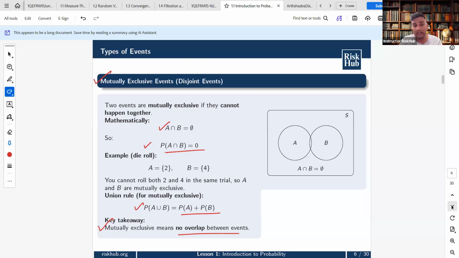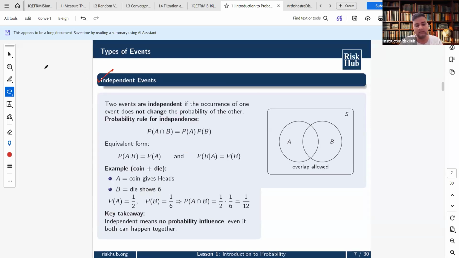With this, we get into the next slide, which is independent events. The slide is extremely important. Most of quant finance is built on the independence assumption. The occurrence of one event does not affect the other. So the probability of A and B is equal to probability of A times probability of B. Probability of A conditional on B is equal to probability of A. Probability of B conditional on A is equal to probability of B, meaning learning that B occurred tells us nothing about A. Example: P(H) is equal to 1 by 2, die P(6) is equal to 1 by 6. Therefore, you are just multiplying: 1 by 2 times 1 by 6 is 1 by 12.